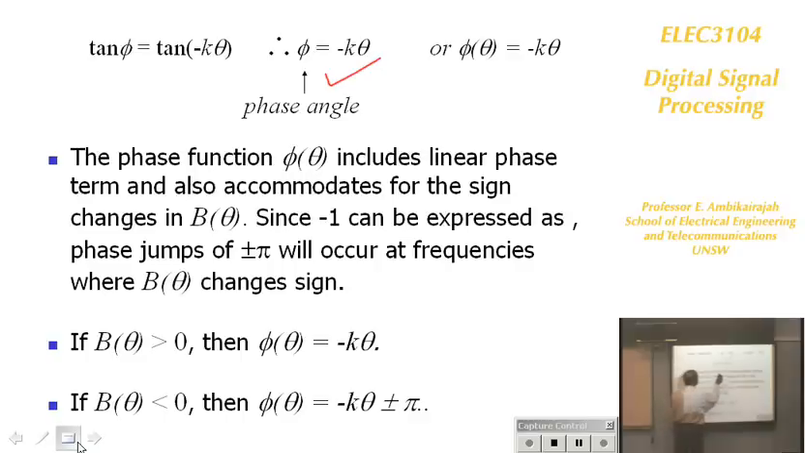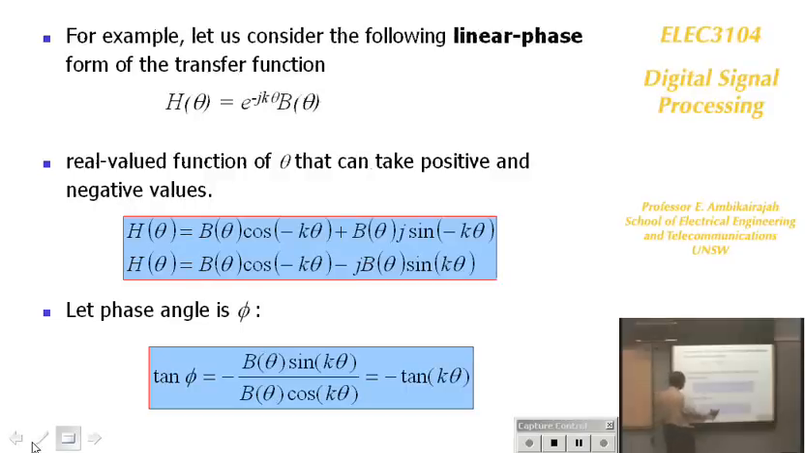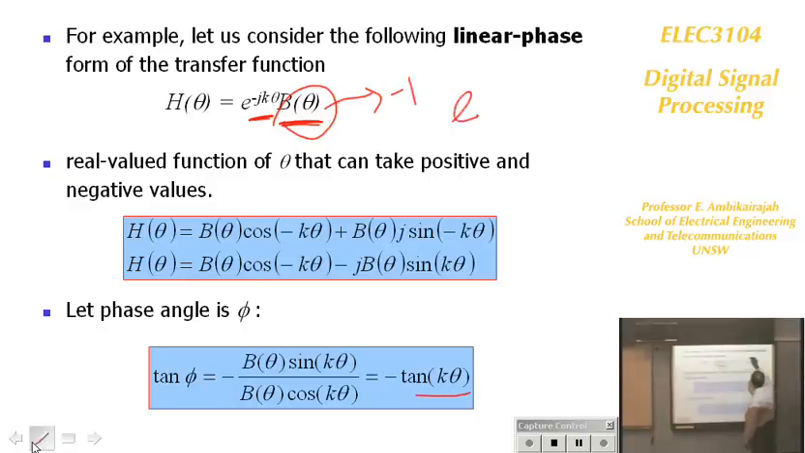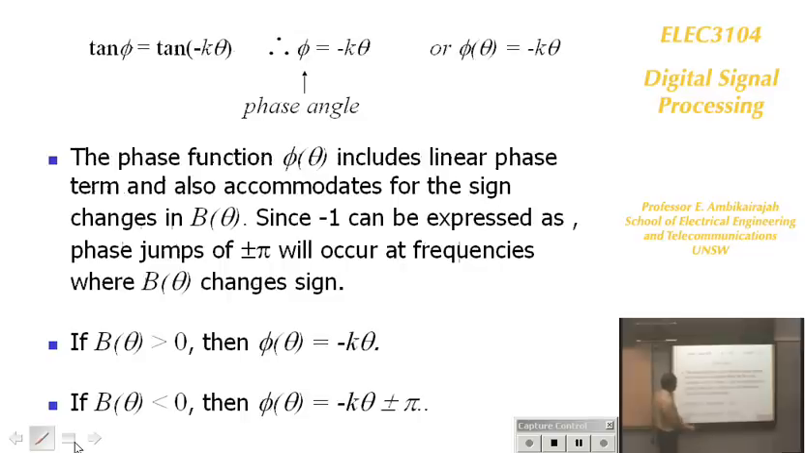This phase function phi theta includes linear phase, and also accommodates the sign changes in b theta. So go back and see here: when you are using this phase, if b theta changes sign, that can change the phase as well. For example, say b theta equals minus 1. I could write that as e to the power of j pi, which is minus 1. So you can see immediately there's a change in the phase. So we can't simply say b theta is the magnitude, as we said earlier. It has a contribution to the phase, depending on this value. That's what we are trying to say here.